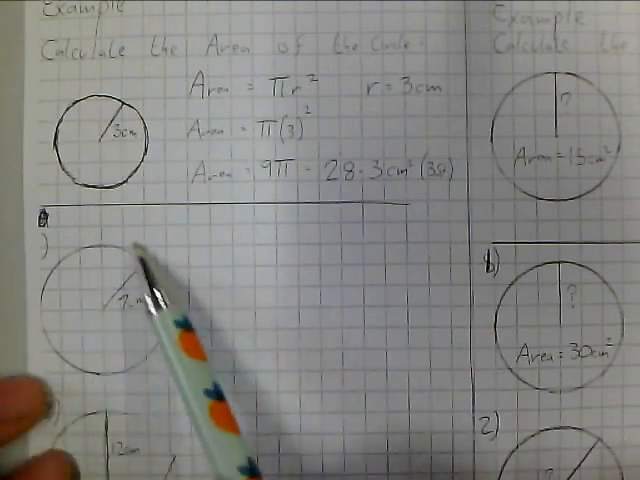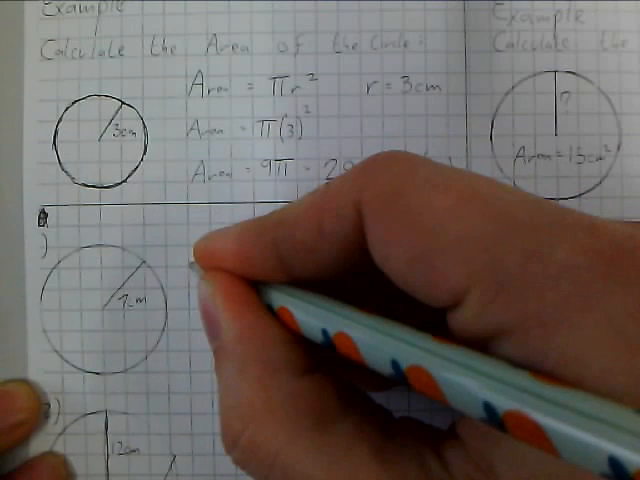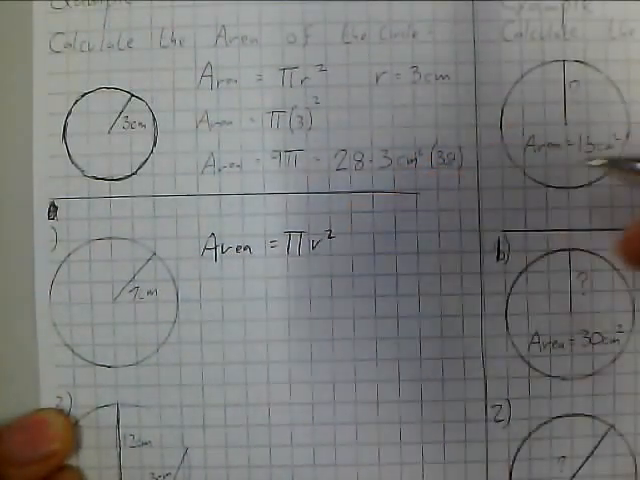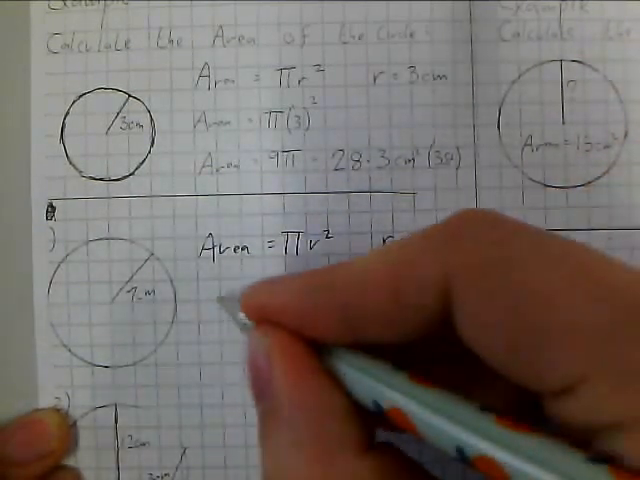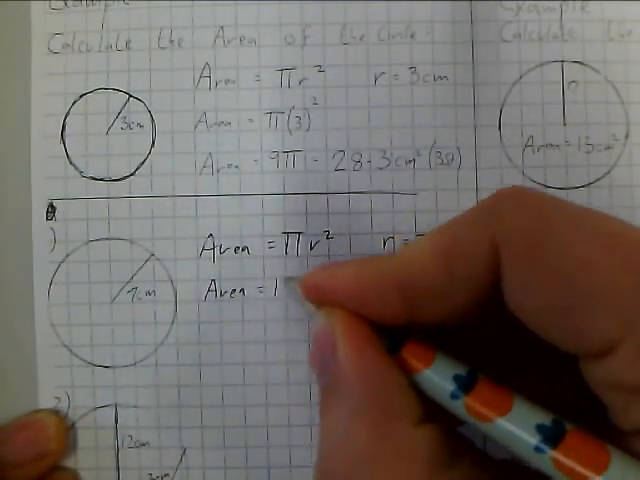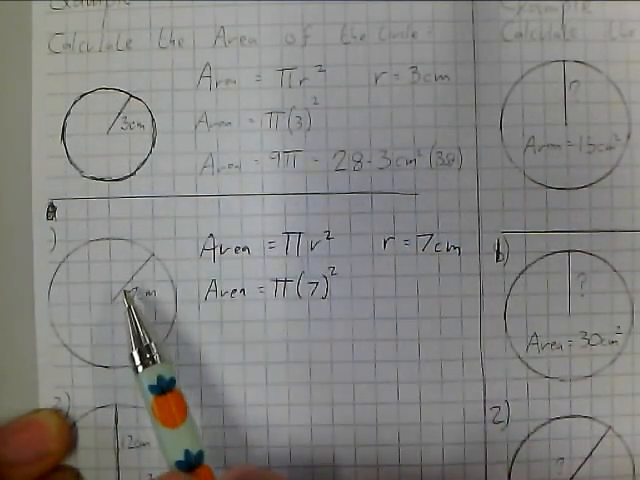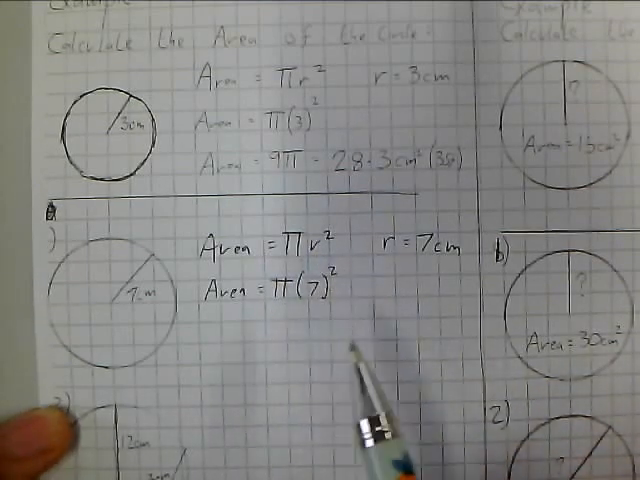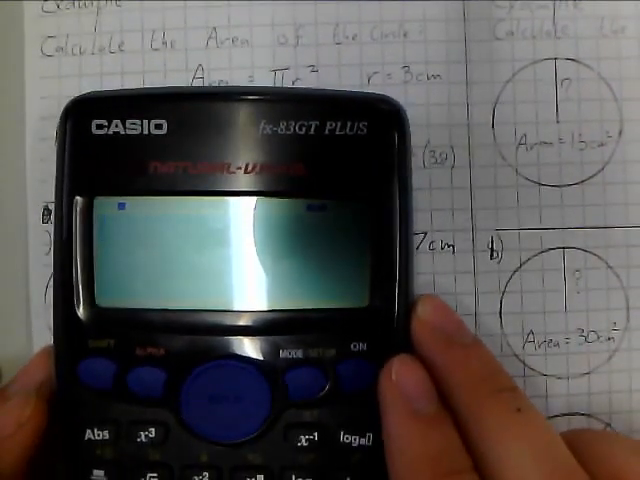So we have a circle here with a radius of 7 centimeters, and I'm being asked to find the area. So I'm going to start off with area is equal to pi r squared, and the value of my radius is 7 centimeters. So I'm just going to substitute that into my equation here. So area is equal to pi and then 7 squared inside brackets. So whenever we substitute a number as something else, it goes inside brackets, okay? Because that way, when we take our calculator, we can just type in exactly what we had.